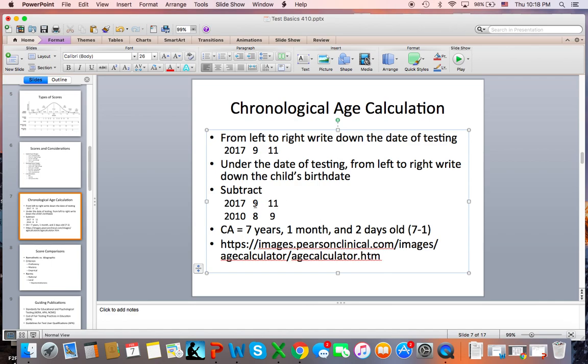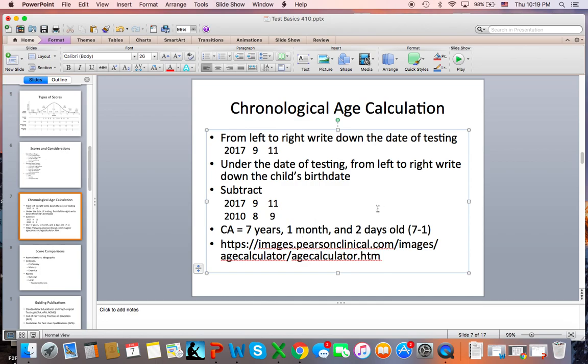The calculation's pretty easy when you don't have to do any sort of borrowing. So for instance, a child born on August 9th, 2010, and tested on September 11th, 2017, at the time of testing was 7 years, 1 month, and 2 days old.